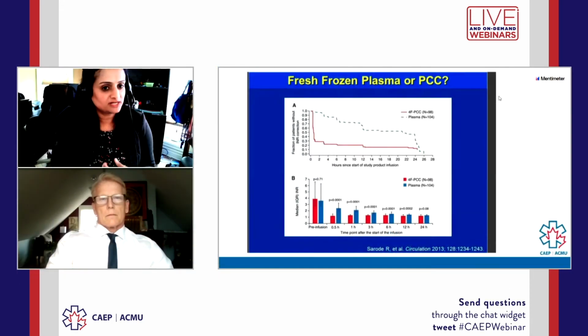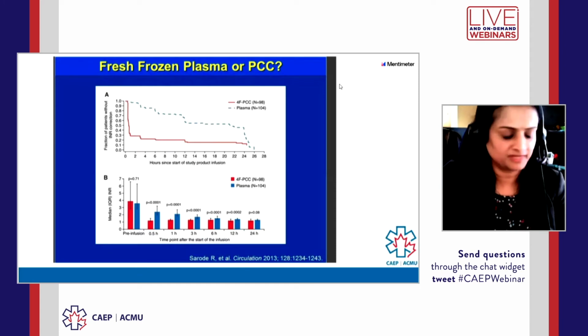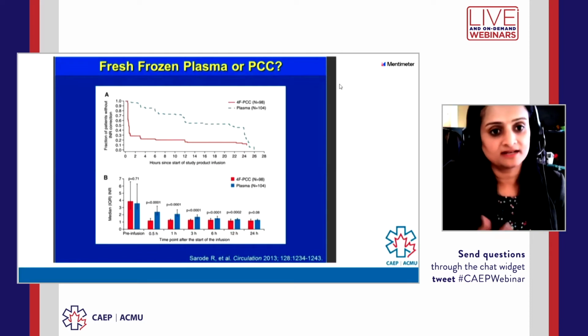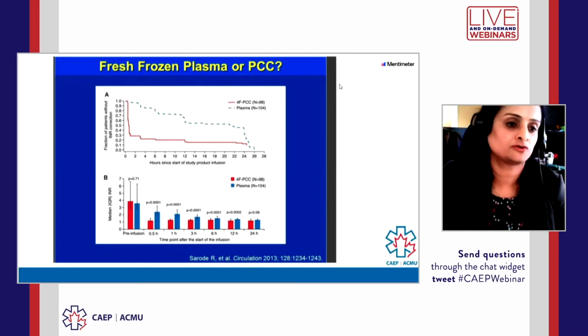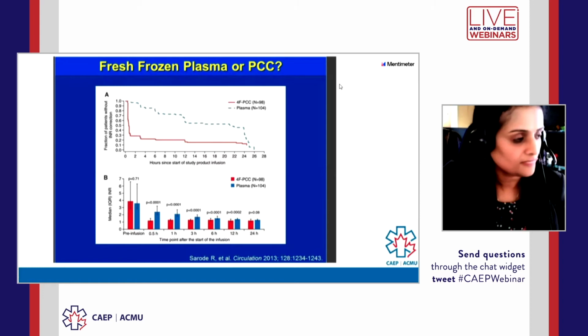So for the longest time, we wondered whether fresh frozen plasma is better or the PCC is better. This was a randomized controlled trial which compared the four-factor PCC to plasma in patients who needed vitamin K, INR reversal when they were on warfarin for either procedures or bleeding concerns. As you can see, the four-factor PCC certainly showed superiority in INR correction in comparison to plasma, and this has led to guidelines recommending PCC over fresh frozen plasma as the product of choice when you're considering warfarin reversal. The next slide.